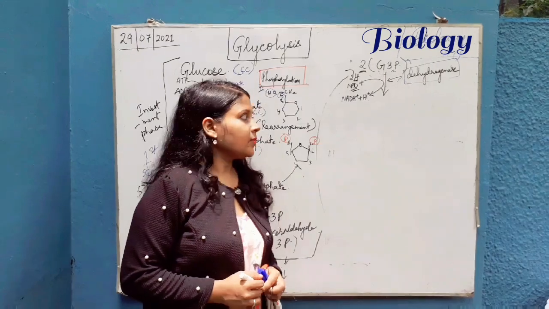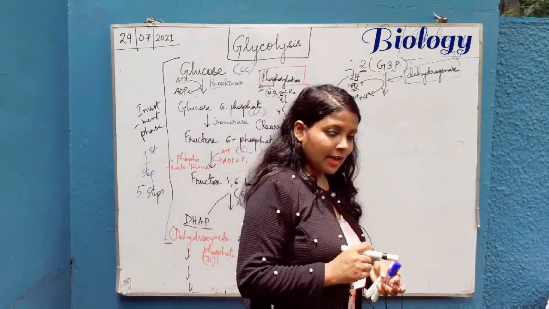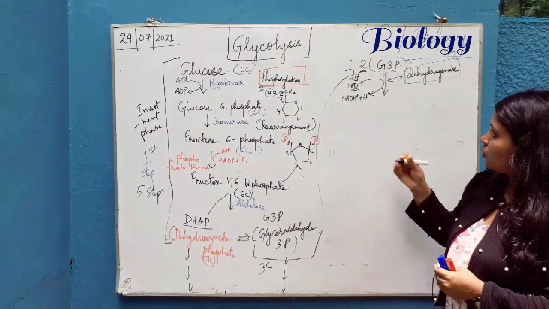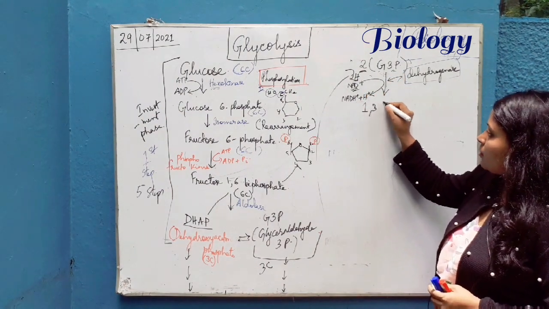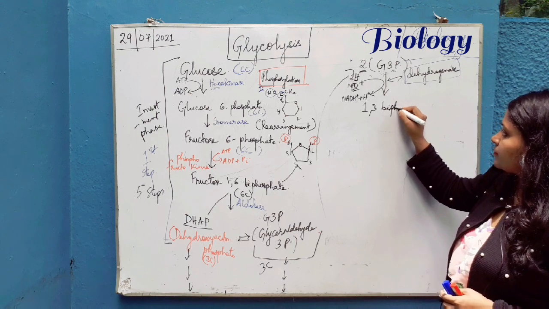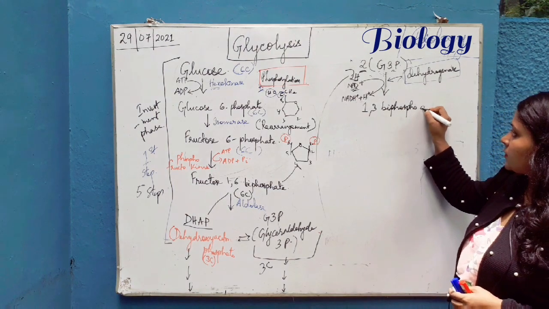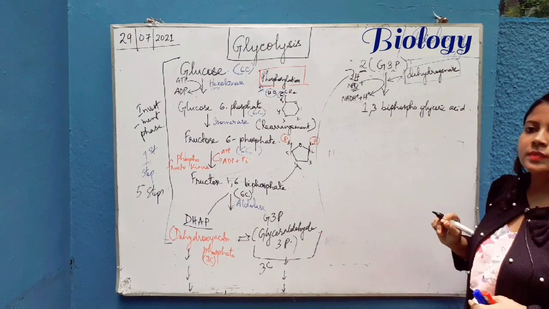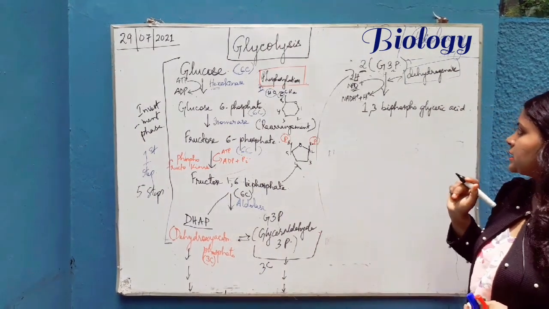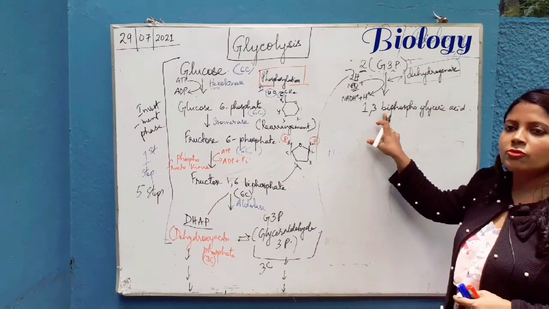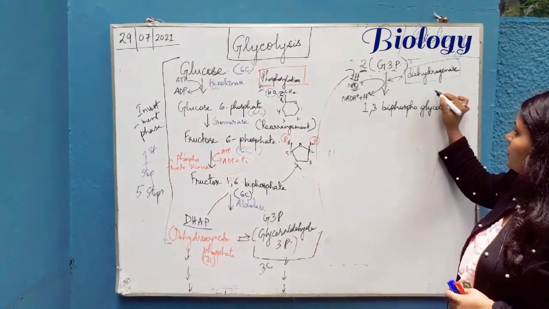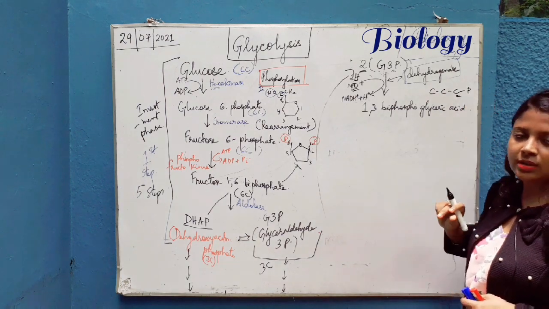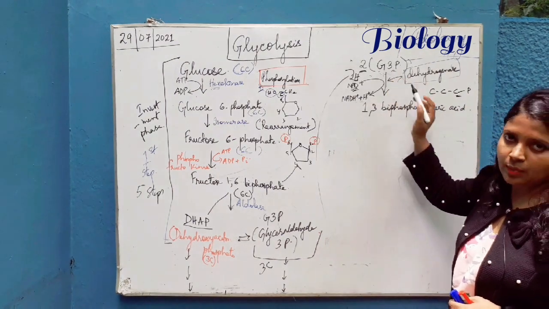Now, the resultant, with the help of dehydrogenase enzyme, has changed the G3P into 1,3-biphosphoglyceric acid. Okay. So, how is this biphosphoglyceric acid formed? One more phosphate has been added, on the 3-carbon compound. The phosphate in the 3rd place was already added as G3P.